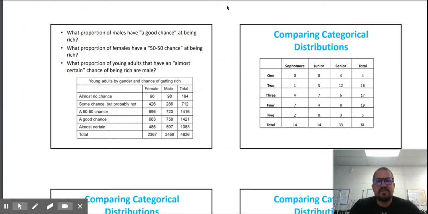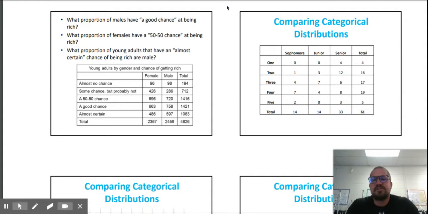Couple more questions on here. It says, what proportion of males have a good chance at being rich? So if we look only at males, there's 2,459. A good chance at being rich, that would be 758 out of 2,459. What proportion of females think they have a 50-50 chance at being rich? That would be 696 out of 2,367.